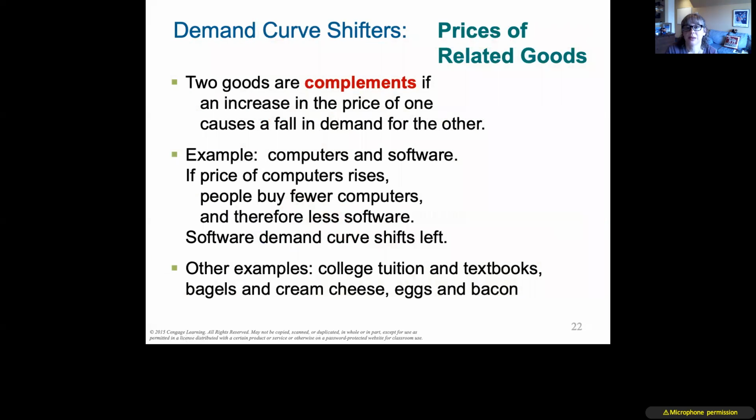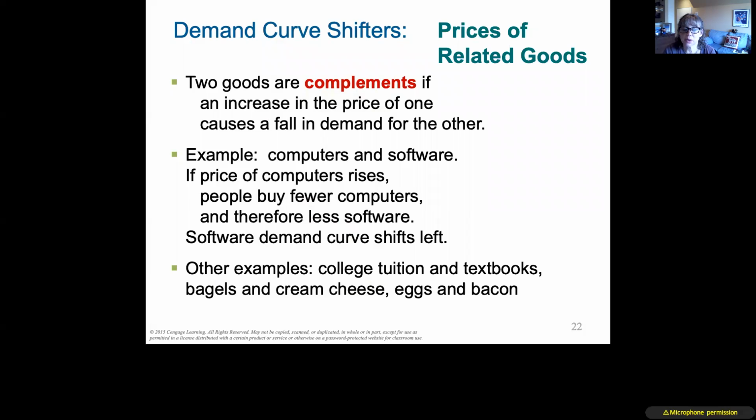Complements. Haha, yes, very different. Complements are two goods that actually move together. So if there's an increased price in one, it's going to cause the demand in the other to fall. So if there's an increase in the price of computers, the demand for software will go down. Why? Because if people buy fewer computers, they don't need as much software. They complement each other.